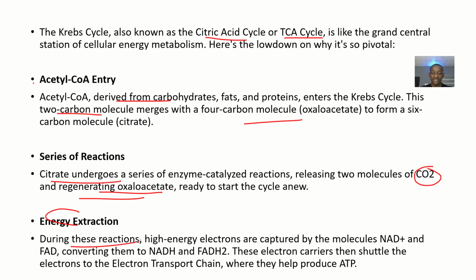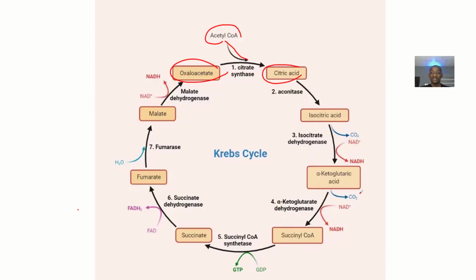So energy extraction now. During these reactions, high energy electrons are captured by the molecules NAD and FAD, converting them to NADH and FADH2. All right. So these electron carriers can then shuttle the electrons to the electron transport chain, where they can help to produce ATP. Good.